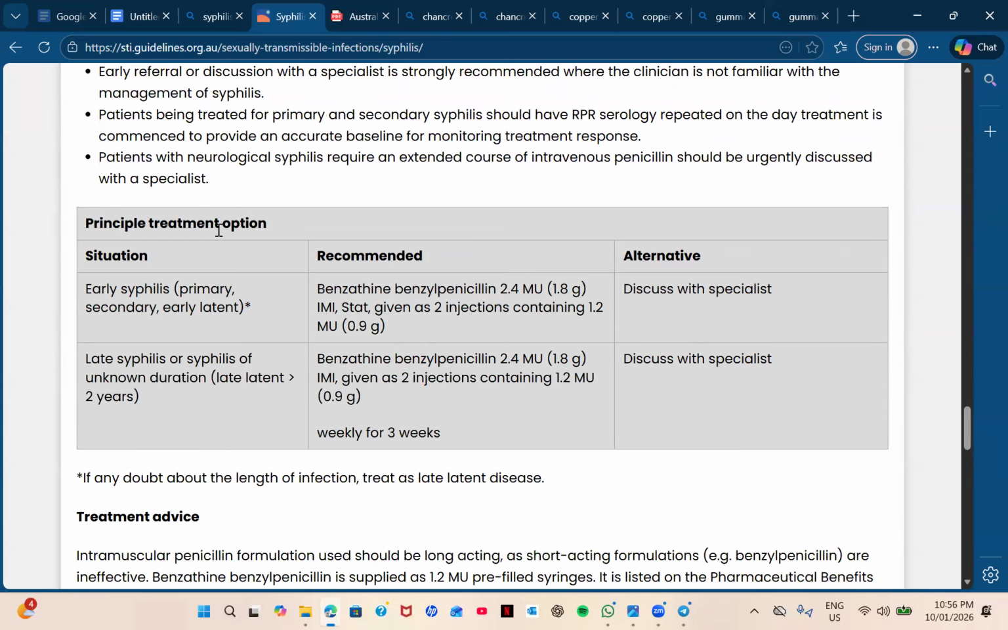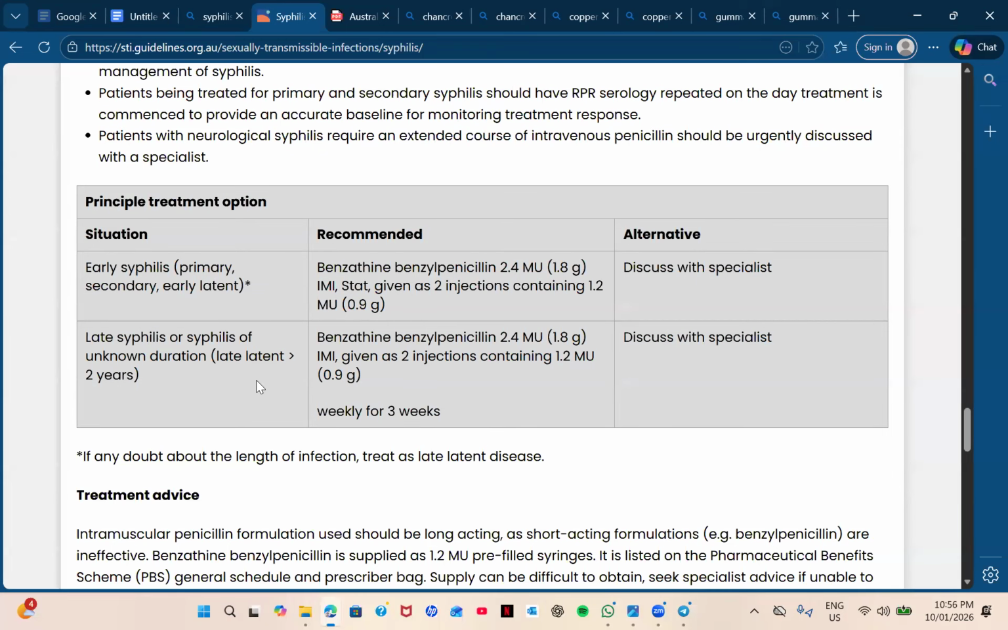So what is the principal treatment option in early syphilis? What are the early syphilis stages? Primary, secondary, and early latent. Primary, we discussed. Then secondary comes after 6 weeks of the primary. Then early latent means less than 2 years. In that case, we recommend penicillin.